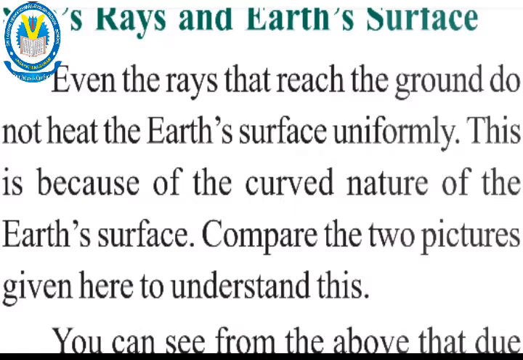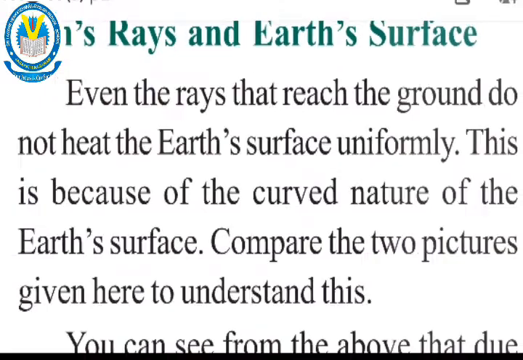And we already have said that they come and they meet the surface, and then some of the heat is taken here and the other goes back. This is what the angle of incidence we said. And this is because of the curved nature of the earth. Even the rays that reach the ground do not hit the earth's surface uniformly. This is because of the curved nature of the earth's surface.